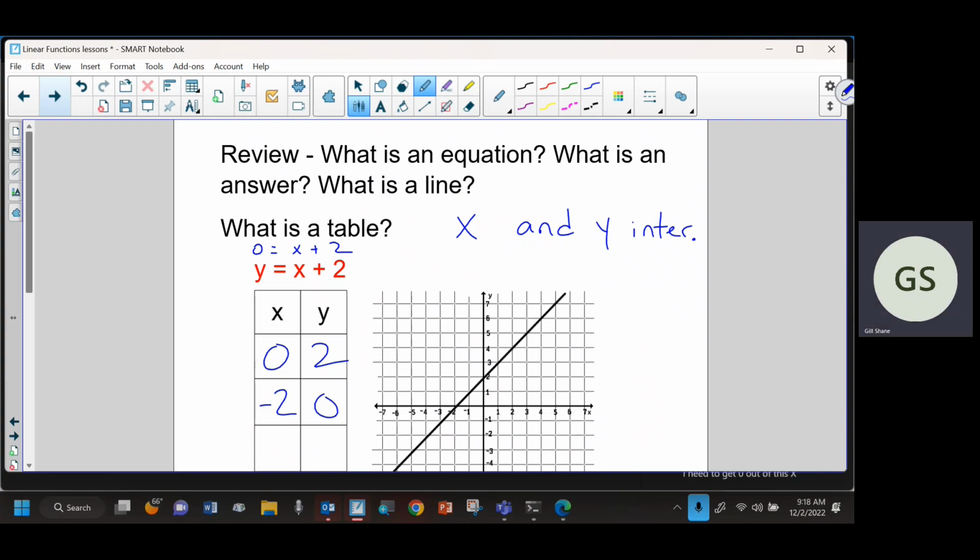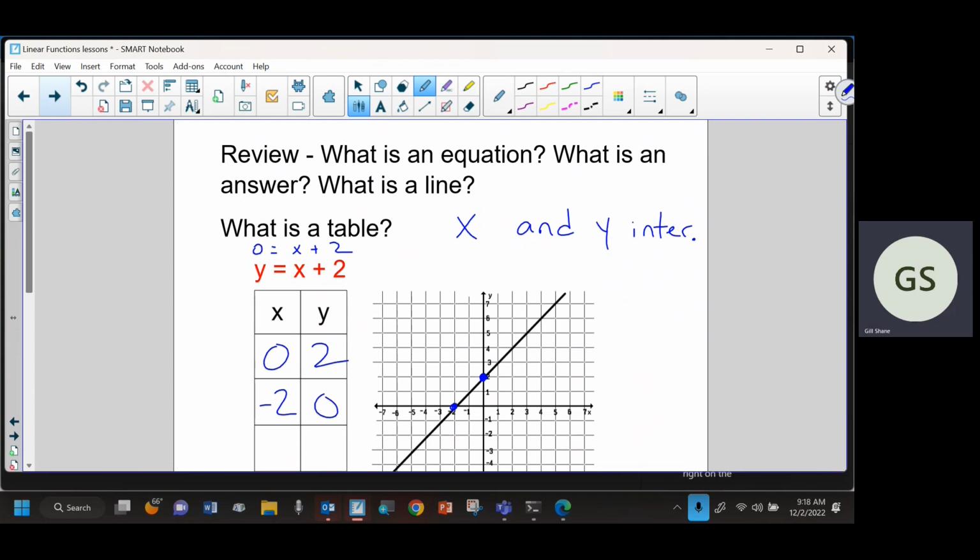That would give me 0. So those are the two intercepts. If you'll notice, if I graph them, I've already graphed them. They are right on the X-axis and right on the Y-axis. That's how you graph using the intercepts.